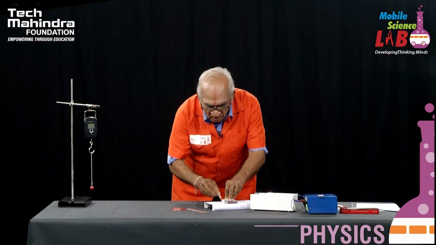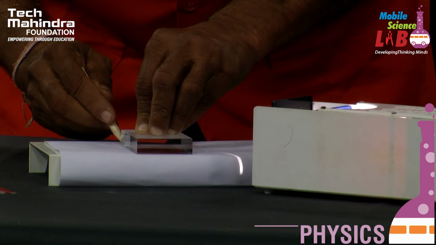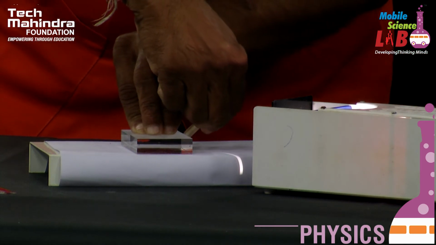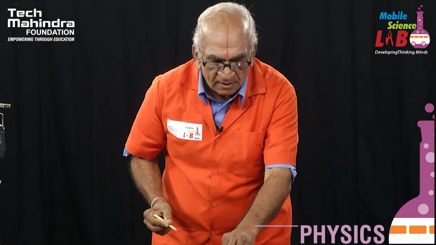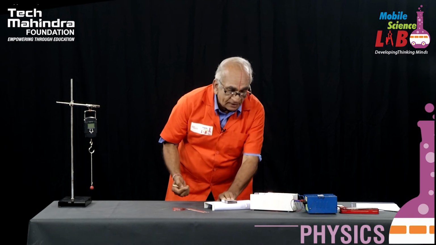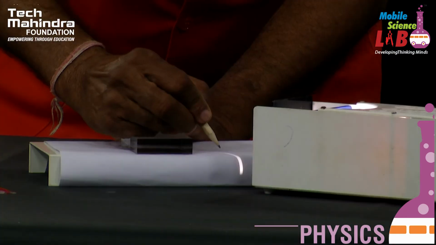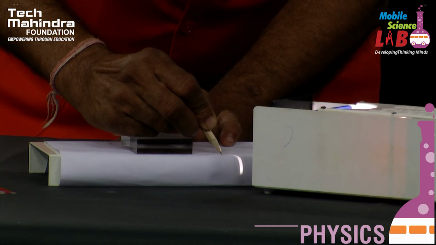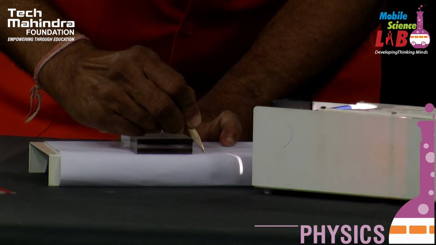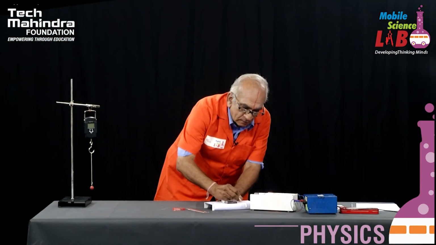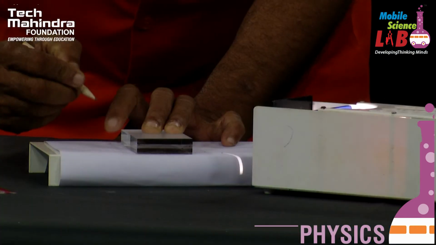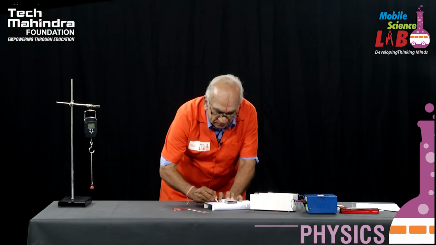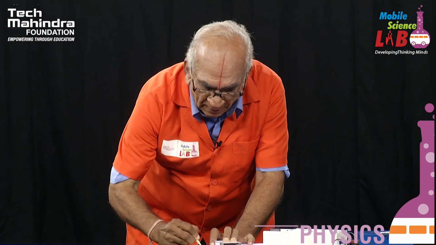I am drawing the outline of the glass slab. After having finished this, we have to trace the incident ray and the emergent ray. I have to put 2 points on the incident ray and make a small cross on it, and similarly the ray which is coming out also should be marked.